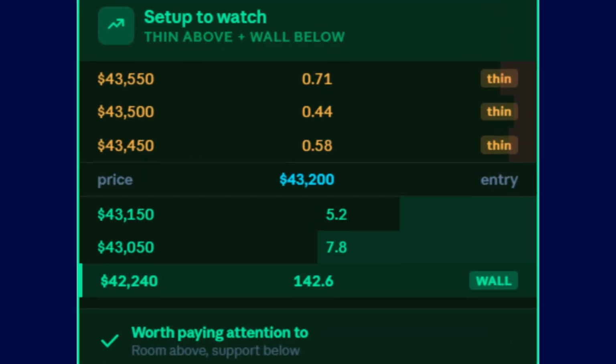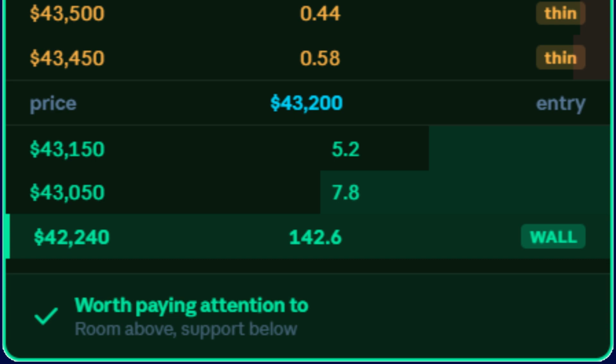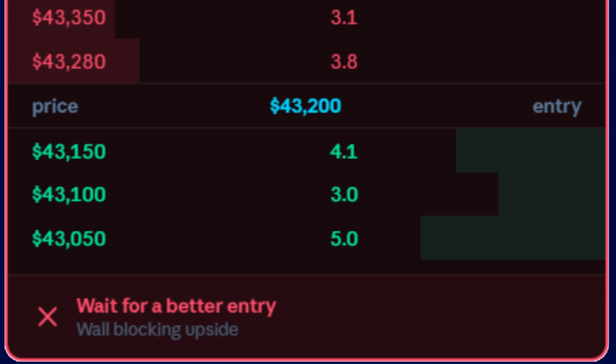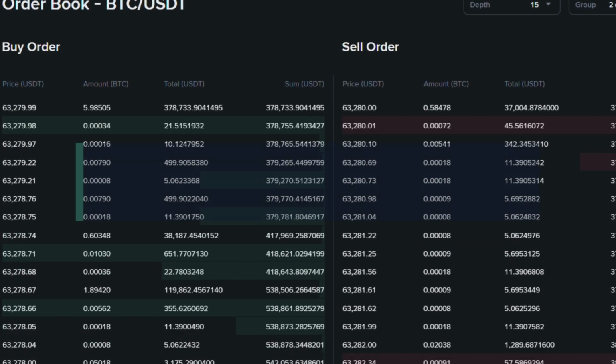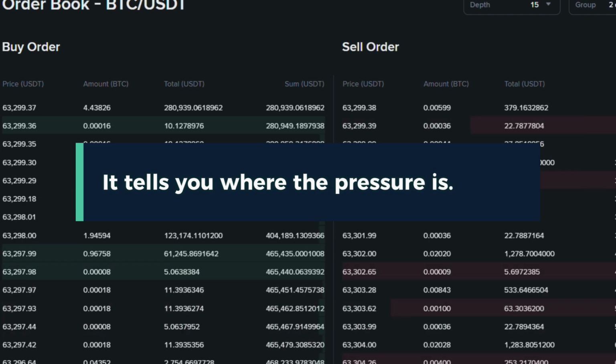A thin area above and a strong bid wall below. That's a setup worth paying attention to. A thick ask wall right above your entry. That's a reason to wait. The order book won't tell you exactly what price will do, but it tells you where the pressure is, and that's more than most beginners ever look at.